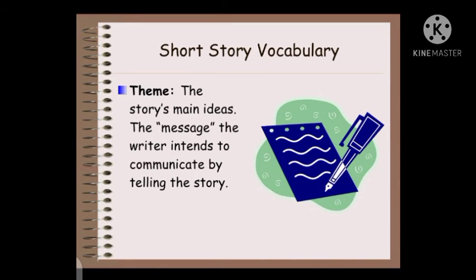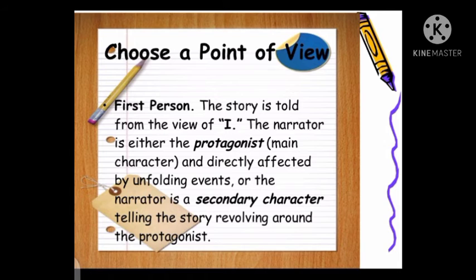The next element of story is theme. The story's main ideas, the message the writer intends to communicate by telling the story. A theme is a message revealed in the story. It may be directly stated, like in a fable where the moral is told at the conclusion, or it may be indirect, leaving the reader to decide the story's message. There can be more than one theme for a narrative. The next component of story writing is choosing a point of view.